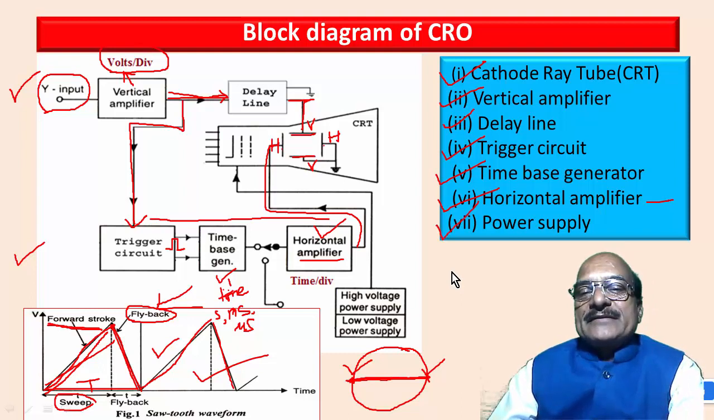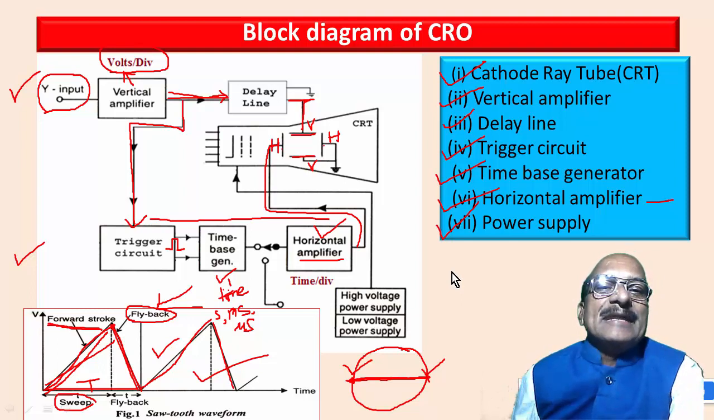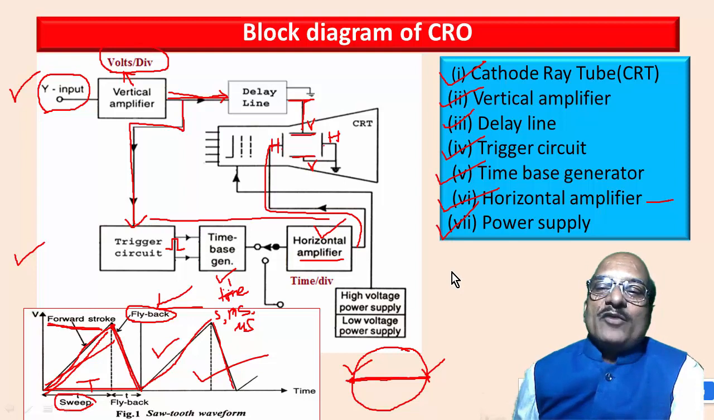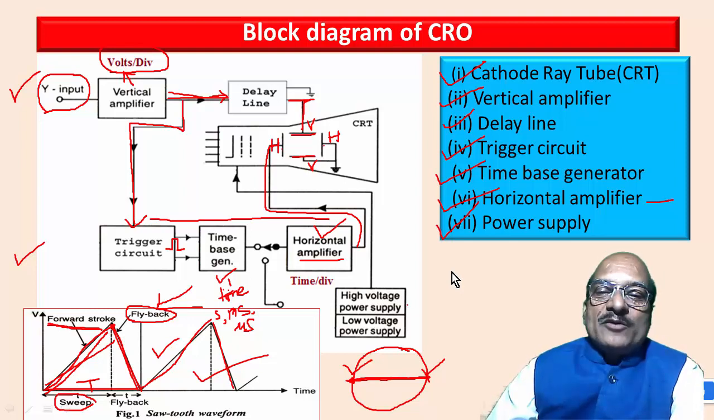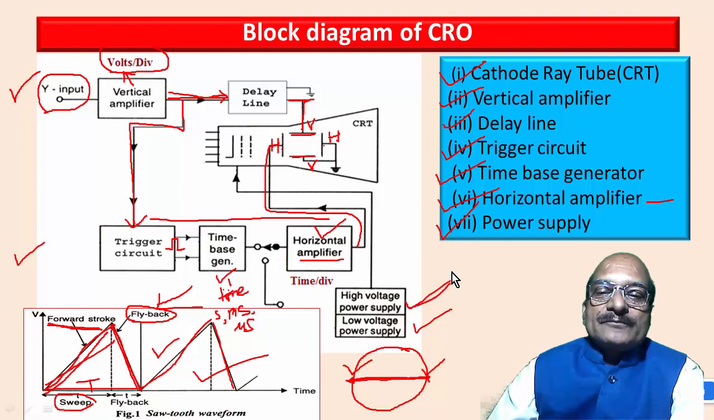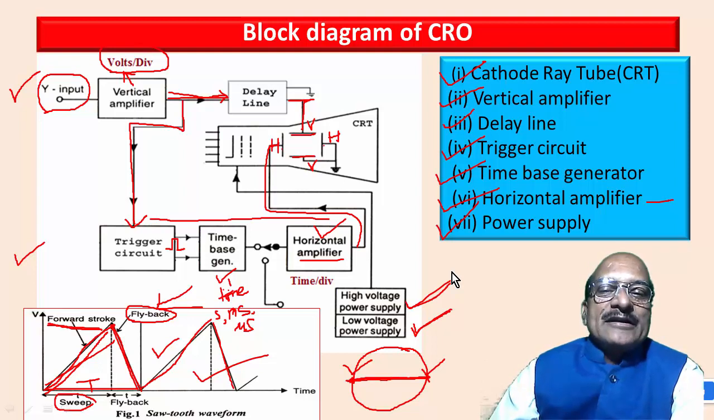One more requirement is the power supply. For the working of the vertical amplifier, delay line, trigger circuit, time-base generator, and horizontal amplifier, we require a power supply. Power supply is of two types, high voltage and low voltage. The high voltage power supply is applied to the accelerating anode, and the low voltage power supply is given to all the electronic circuits used in this block diagram. So this is the working of the cathode ray oscilloscope using the block diagram.